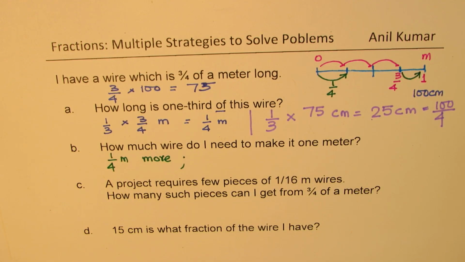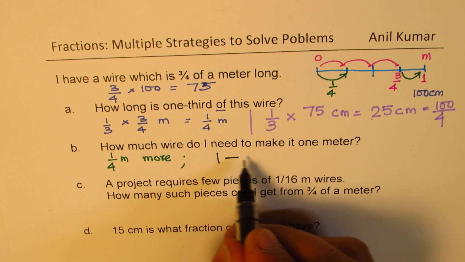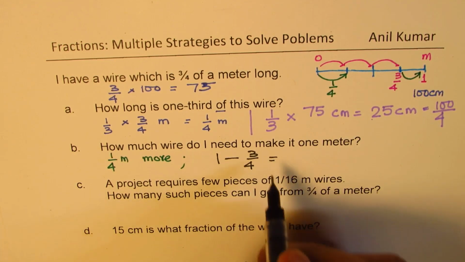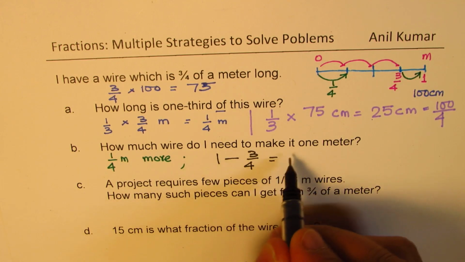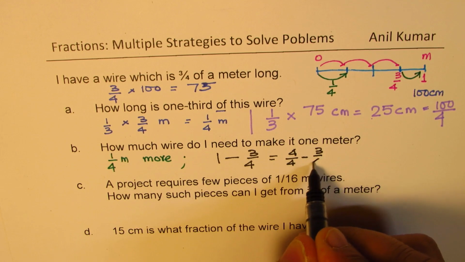What is the other way of doing it? Well, the other way could be we want 1 meter, right? So 1 meter minus 3/4. So 1 minus 3/4 is, we can write 1 as 4/4 and then take away 3/4.